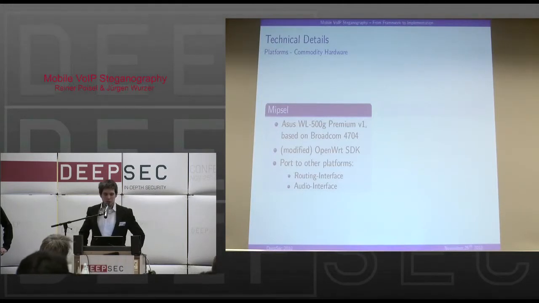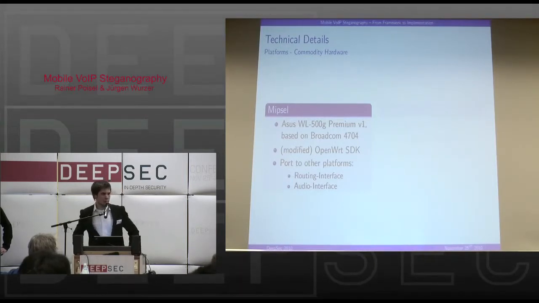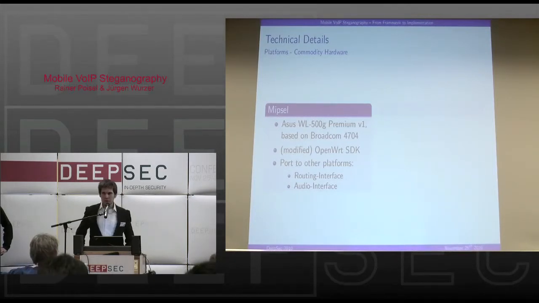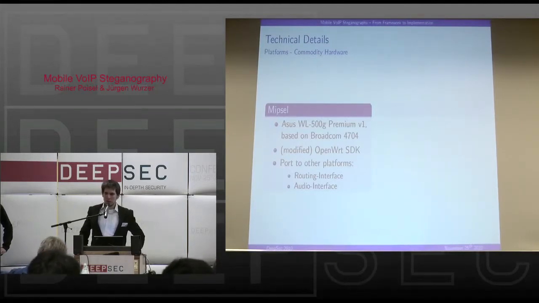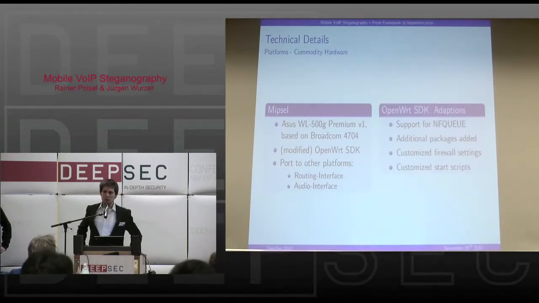To port our framework to this hardware, we used a modified OpenWRT SDK. OpenWRT is an alternative firmware for home routers or other devices which are usually embedded or small. I'm talking about the modifications to the OpenWRT SDK soon. And this gave us the proof that we should consider porting to other platforms as well, meaning platforms that provide either a routing interface or an audio interface.